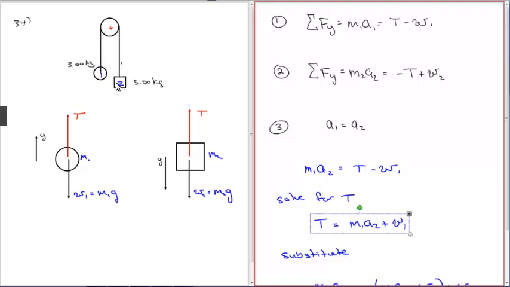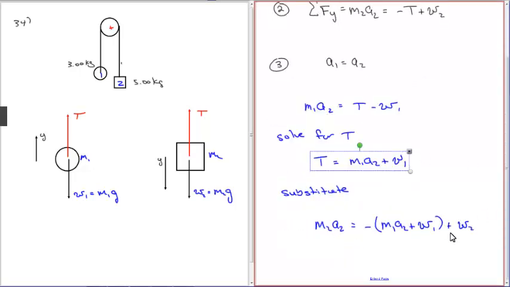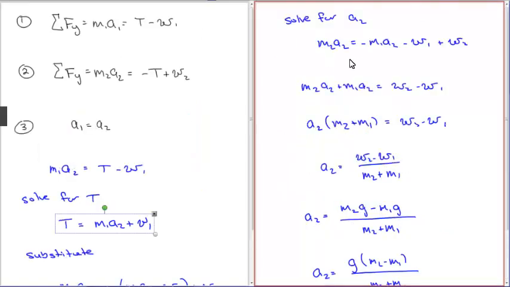So we have the three equations. We substitute for a1 into here, and we get this equation. We solve for T, and then we substitute into this equation for T. When we do that, we get that equation, which only contains one unknown, which is a2. So we go through the algebra, solve for a2, and we get that equation. Then we substitute for the weights. Weight is mass times gravity. Factor out acceleration due to gravity, and we get the final equation.